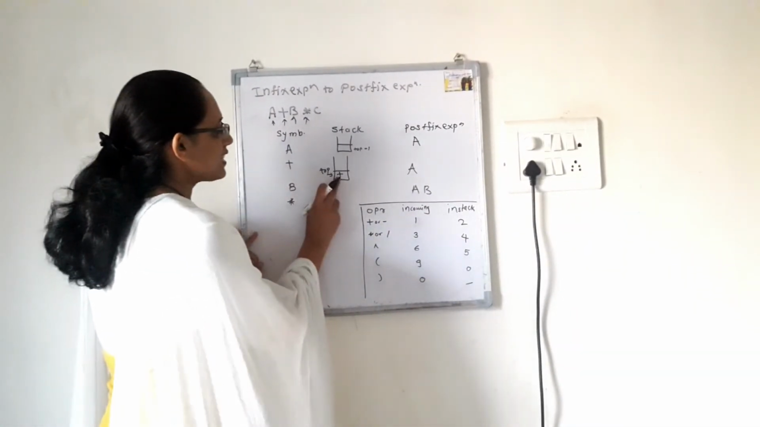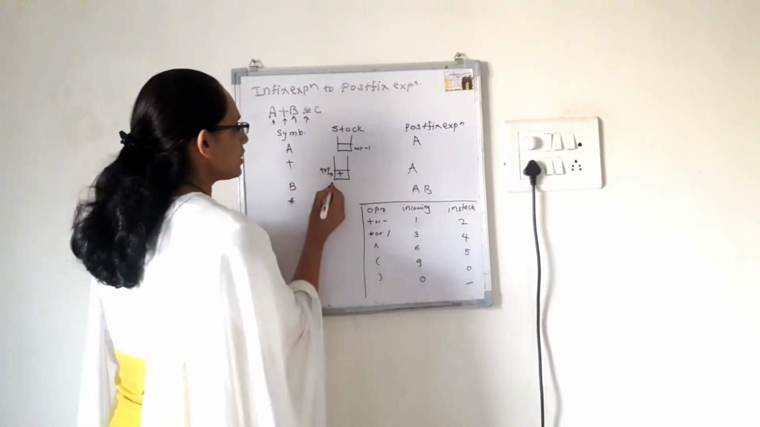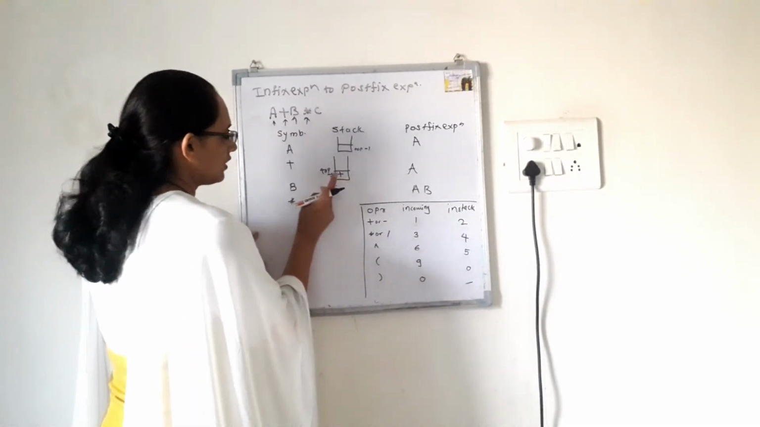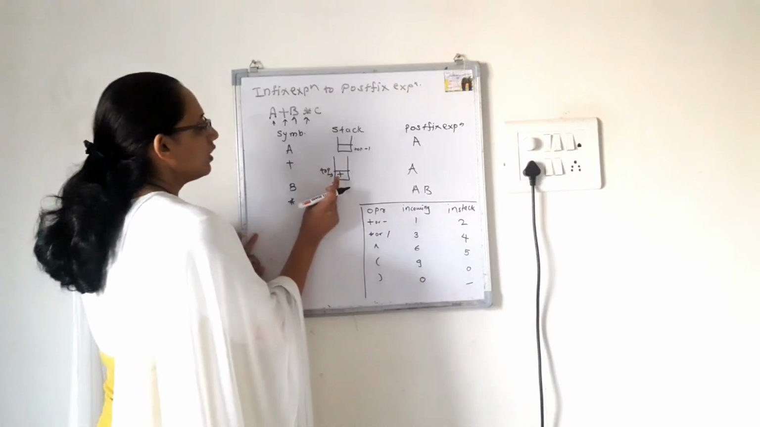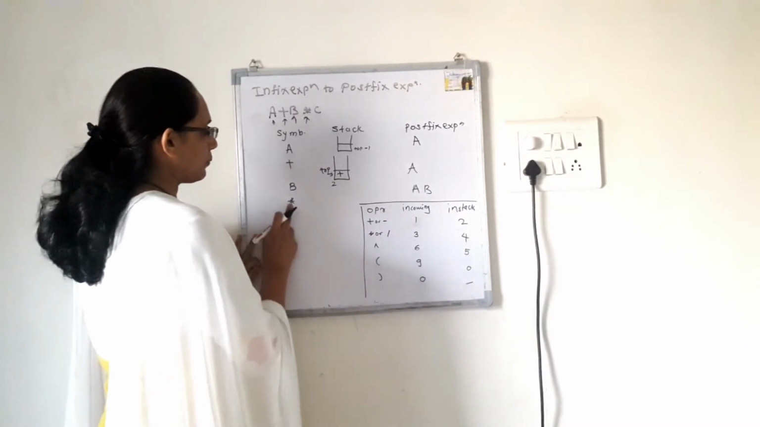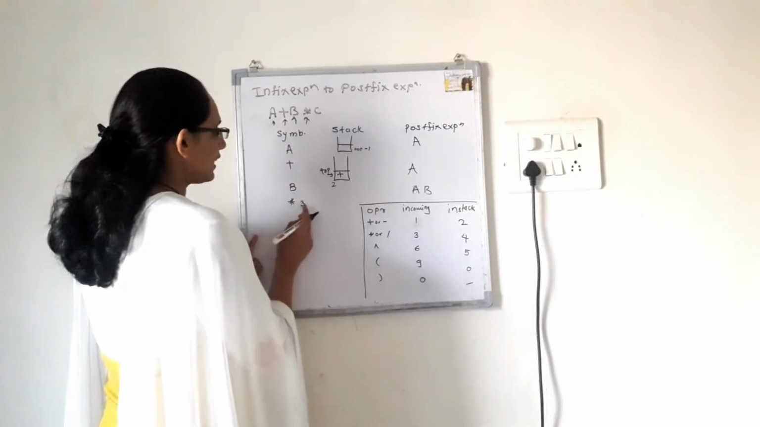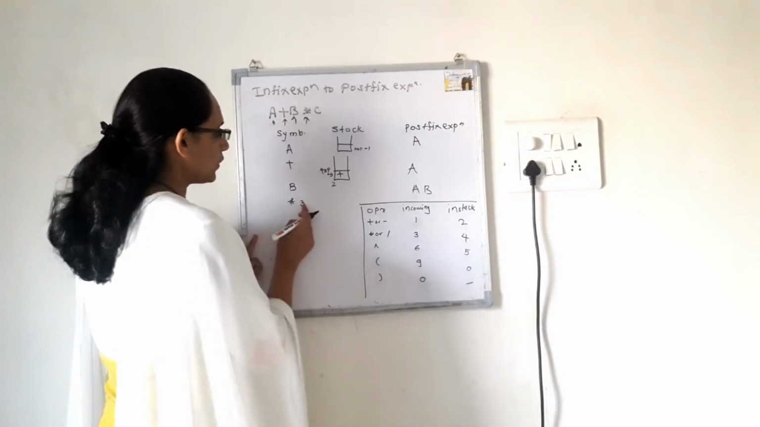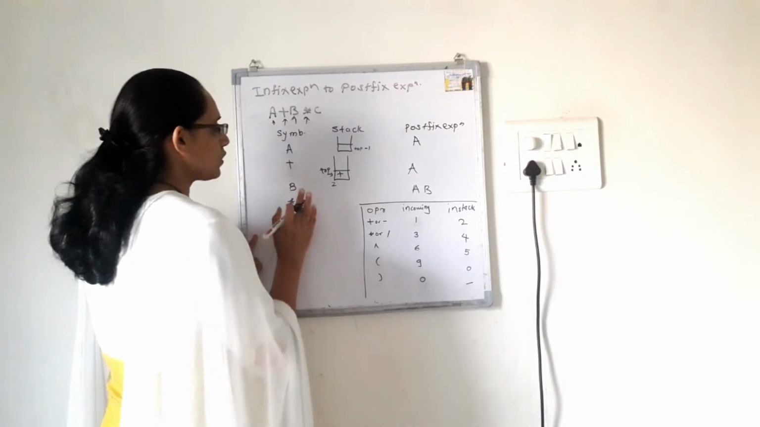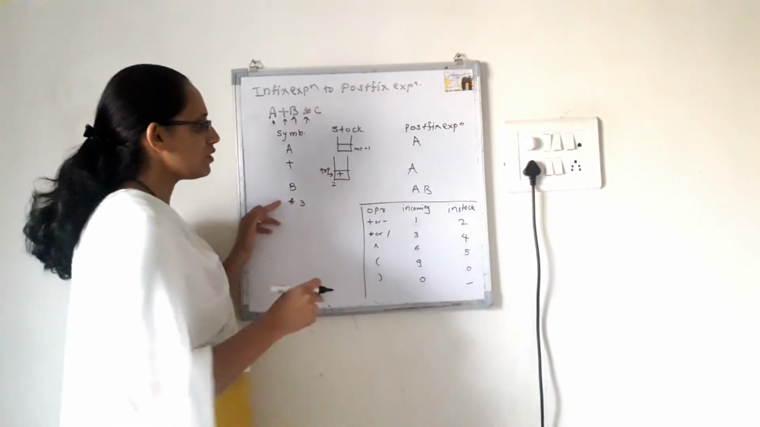Now what is the in-stack priority of this plus? Plus in-stack priority is 2. This should be greater than or equal to the incoming priority. So what is the incoming priority of this operator? It is 3. So is 2 greater than 3? No. Is 2 equal to 3? No. So the condition is not true. So what are we going to do? We push this operator into the stack.